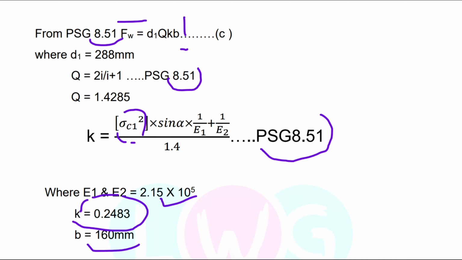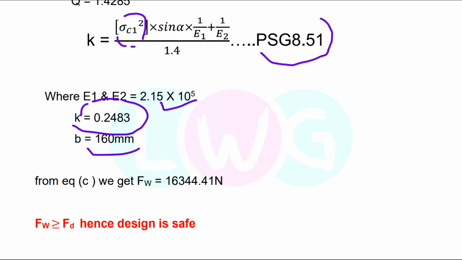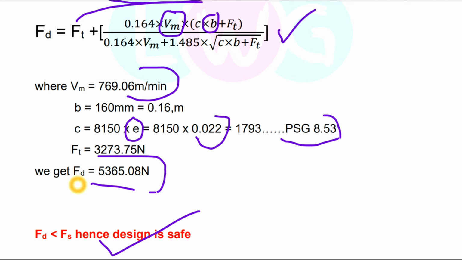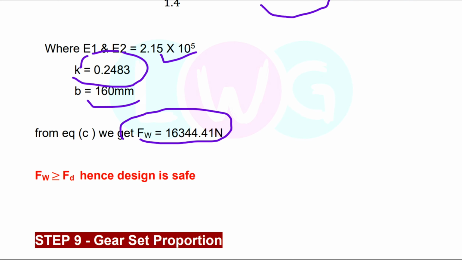After putting all the values in this equation, we get the value of Fw as 16,344.41 Newton. So Fw is greater than Fd. We got Fw 16,344, whereas Fd is about 5,000, so Fw is greater and Fd is less, so hence the design is safe.